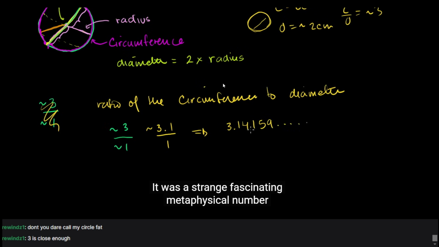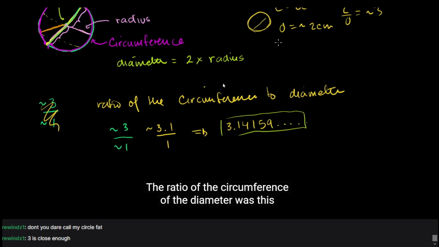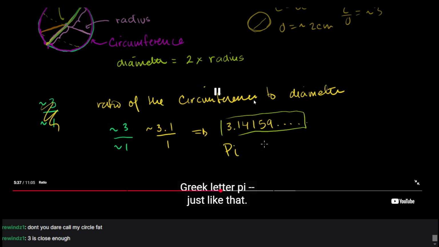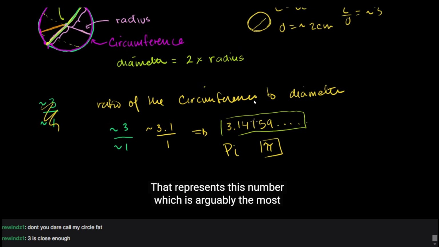And it was this strange, fascinating, metaphysical number that kept showing up. Since this number was so fundamental to our universe, because a circle is so fundamental to our universe, and it just showed up for every circle, the ratio of the circumference to diameter was this kind of magical number. They gave it a name. They called it pi, or you could just give it the Greek letter pi, just like that. That represents this number, which is arguably the most fascinating number in our universe. It first shows up as the ratio of the circumference to the diameter, but you're going to learn as you go through your mathematical journey that it shows up everywhere. It's one of these fundamental things about the universe that just makes you think that there's some order to it.